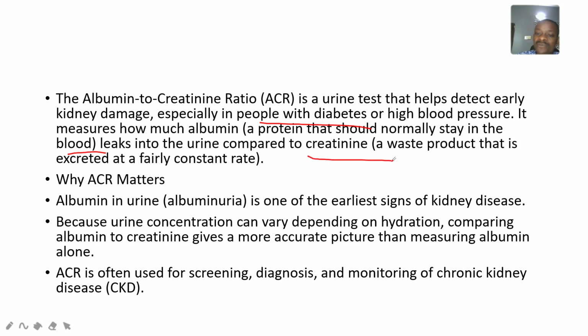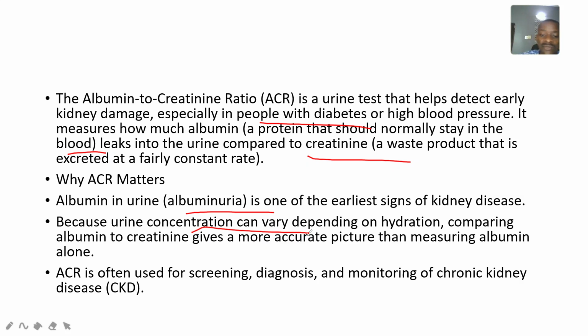So creatinine is a normal waste that should be excreted out of the body. But if there's issues with the kidney, sometimes creatinine is not excreted so much, it's staying back in the body instead. So albumin in urine is called what? Albuminuria. It's one of the earliest signs of kidney disease. Because urine concentration varies depending on hydration, comparing albumin to creatinine gives a more accurate picture than trying to measure the albumin directly only. Do you understand?